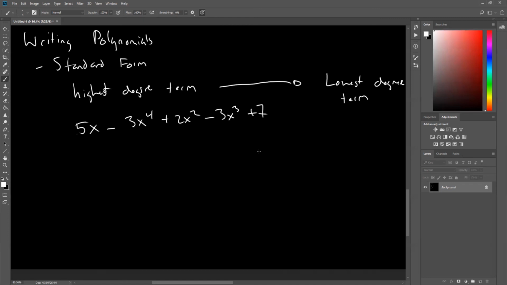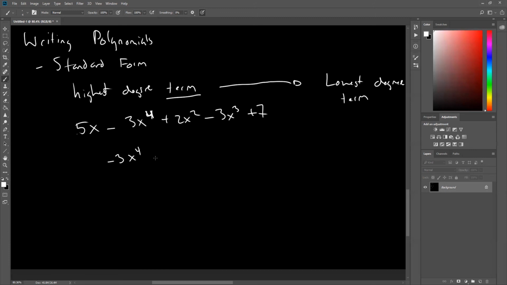All right. What's our highest degree? 8. Okay, so we don't add up the degree. We look at the highest degree term. 4. Yeah, so first we write negative 3x to the fourth.